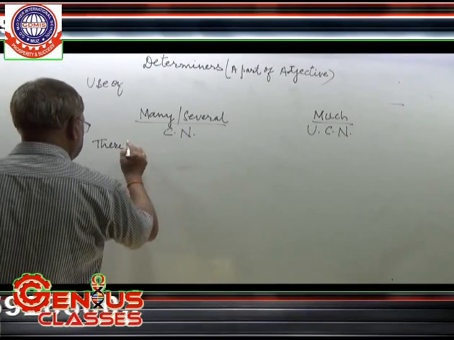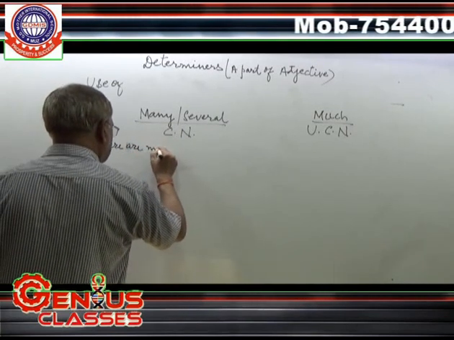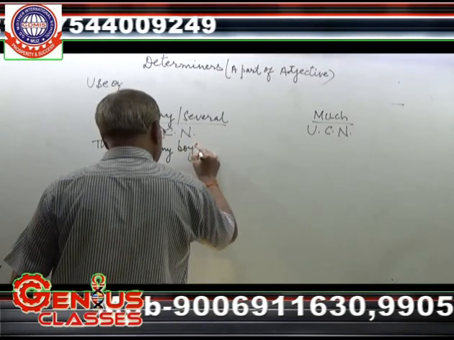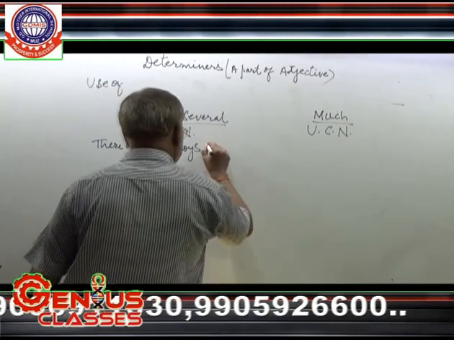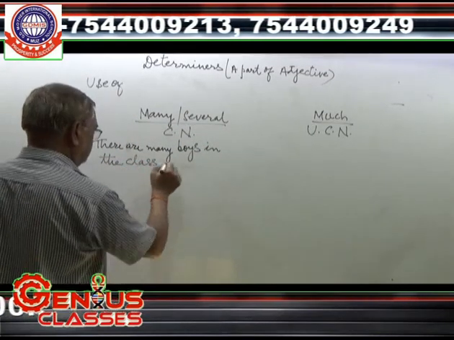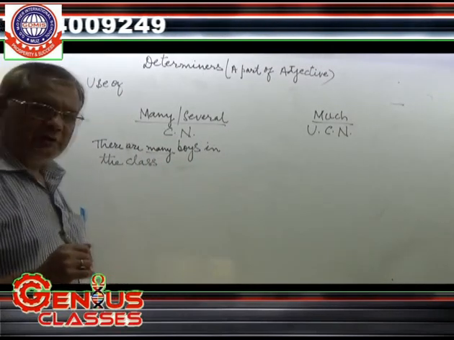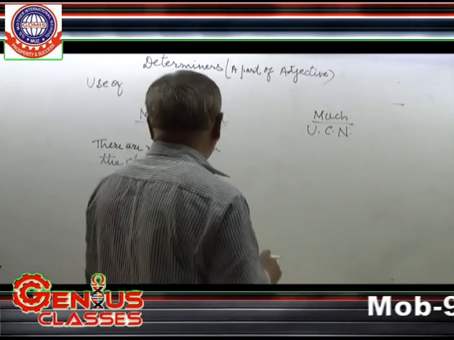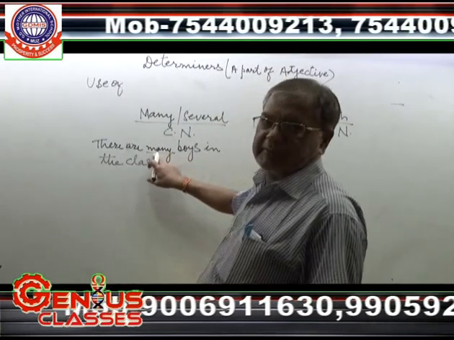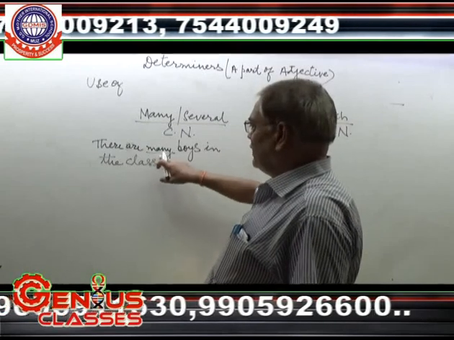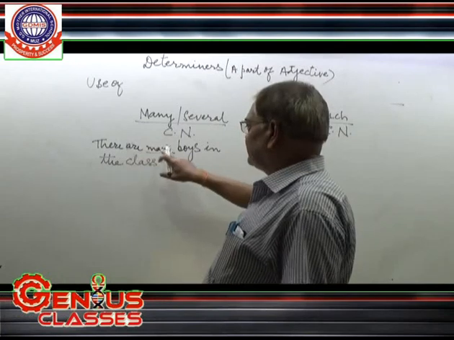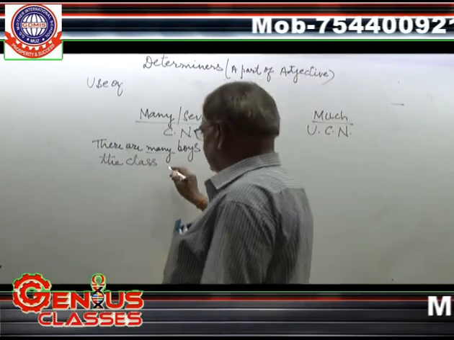There are many boys in the class. So this is a countable noun. Boys is a countable noun. So before a countable noun, suitable determiners have been used. There are many, or you can say there are several. Several can also be given. There are several boys in the class.